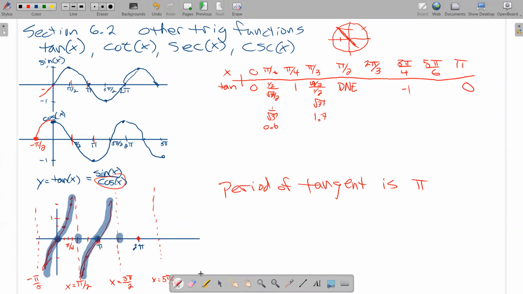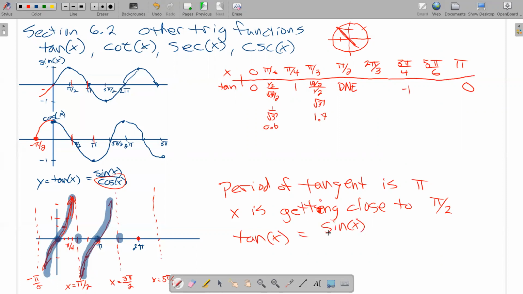If I focus on, let's use red here again. Let's focus on this part of the graph here to think about what's going on. So for this part of the graph right here, x is getting close to the value pi over 2. Tangent, remember, is equal to the sine of x divided by the cosine of x.